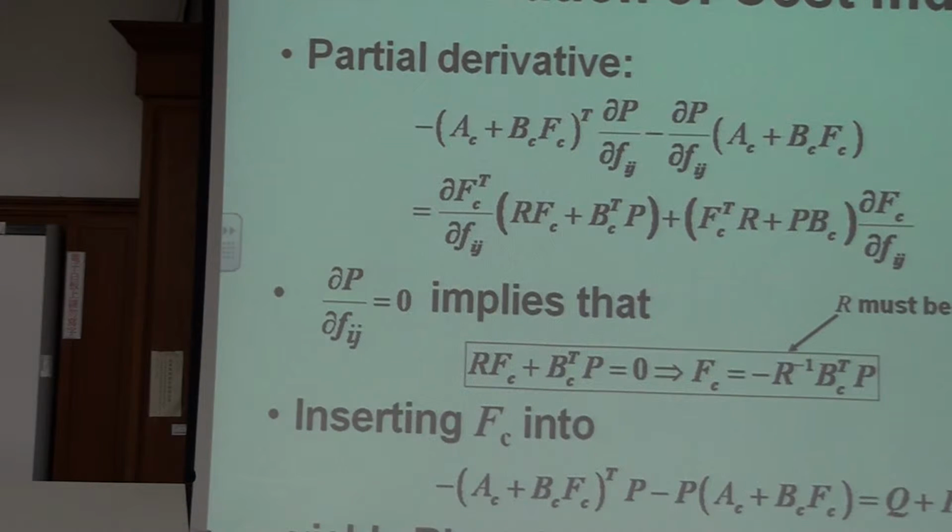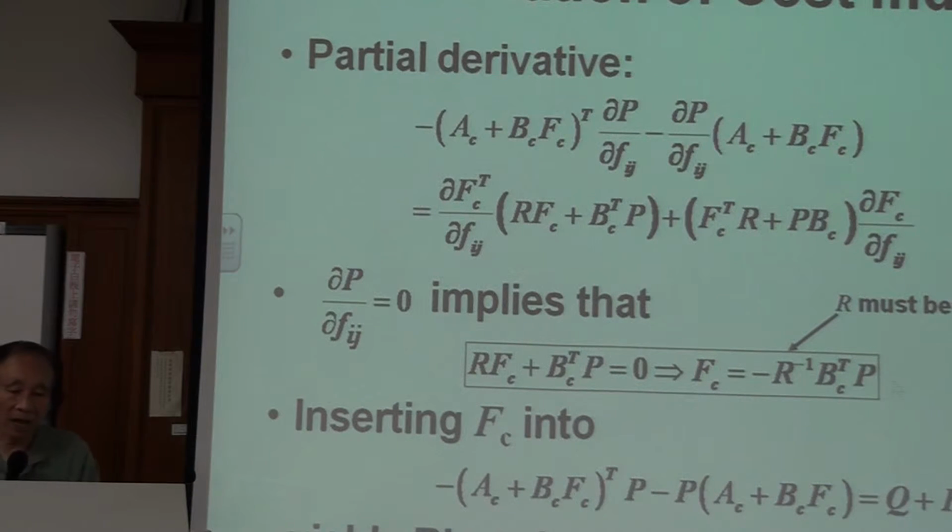All right. Now we have the equation. That's the most important equation for the optimal control. That's the equation you have to solve to get P. And if you get P, then you get F. Any questions about this? All right.